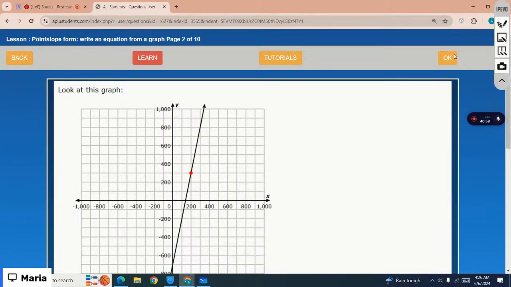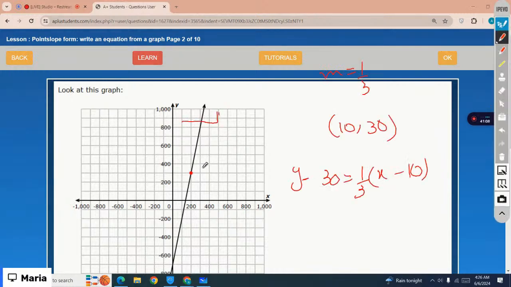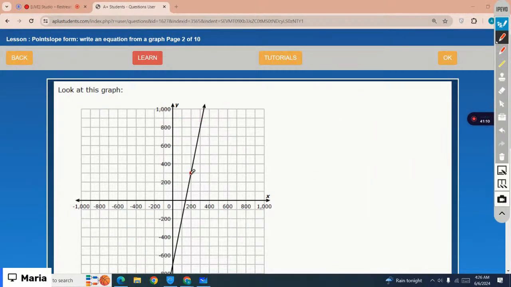Look at this graph. So again, you need to write down the equation in the point slope form. You need to find the two things, the point and the slope. So let's just find the point. Here is the graph, a point, right? That is x is 200 and y is 300.